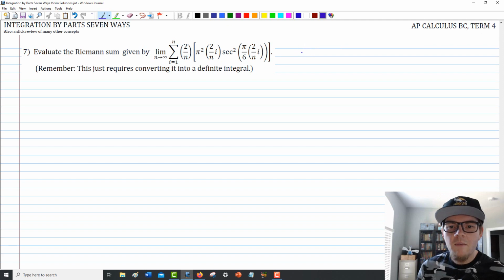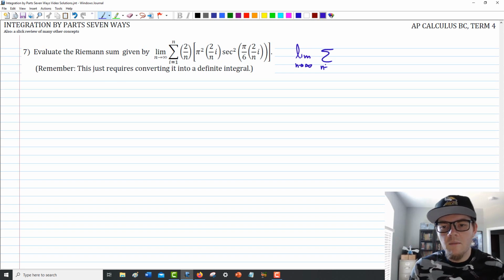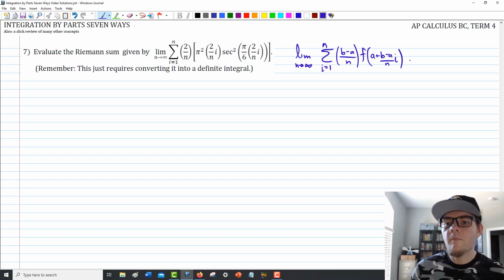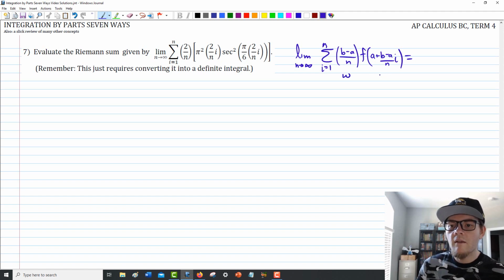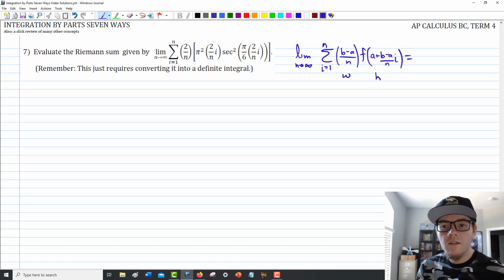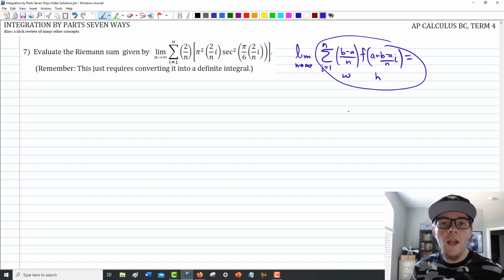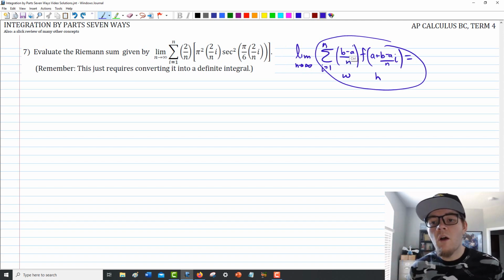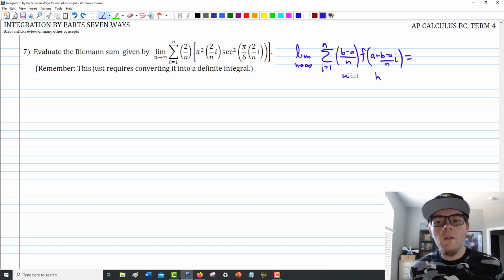So Riemann sums. First and foremost, let me just remind you, because I bet this is something that's somewhat rusty. The typical Riemann sum, I always make that mistake with the n, is going to feature these ingredients: an f of a plus b minus a over n i. So this Riemann sum features our width and our height. It's a limit of a sum, because basically what you're doing is adding up n rectangles, and then taking the limit as those rectangles increase in number to infinity, making them infinitesimally small, because as n increases, the width gets smaller.